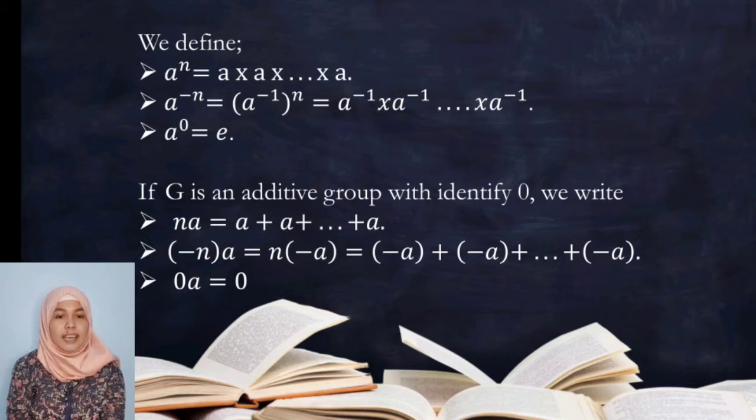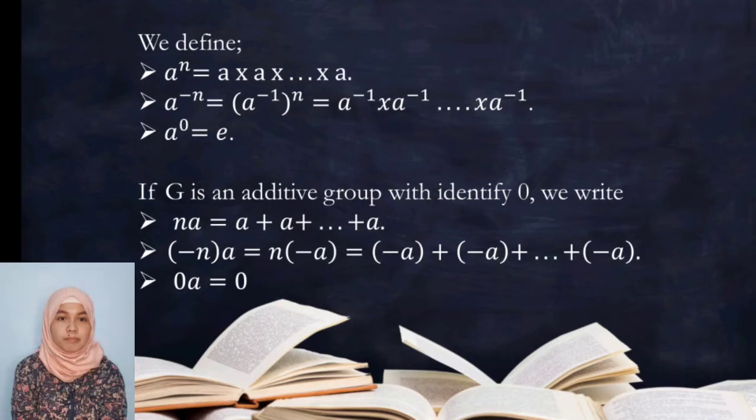And lastly, a to the power of 0. We all know that in the law of exponents, every number raised to 0 is equal to 1. But in a group, a to the power of 0 shall always mean the identity element. However, in a group where the operation is not multiplicative in nature, for example, if the operation is addition, we use additive notation. For the additive notation, we put the exponent beside the number.